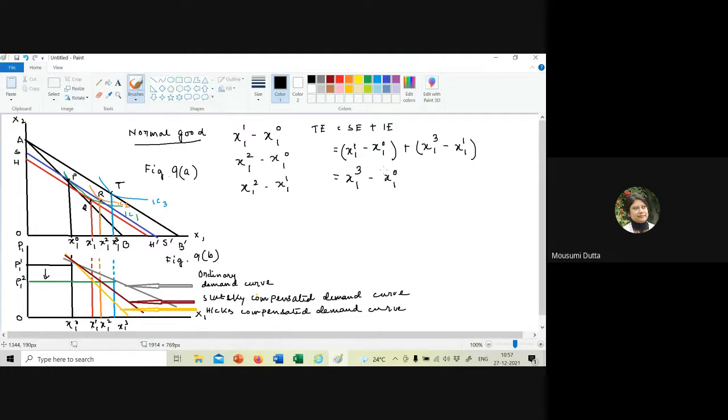Thus, following Slutsky terminology, the total effect is equal to AC plus IE, which is x12 minus x10 plus x13 minus x12, equal to x13 minus x10. So the ultimate total effect is the same.